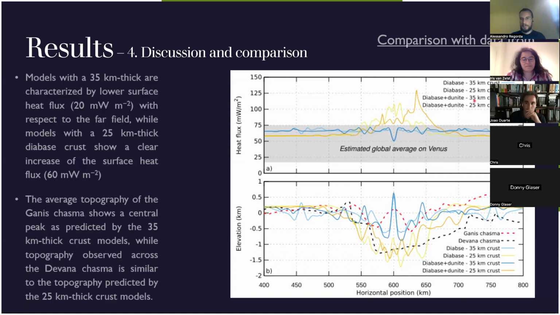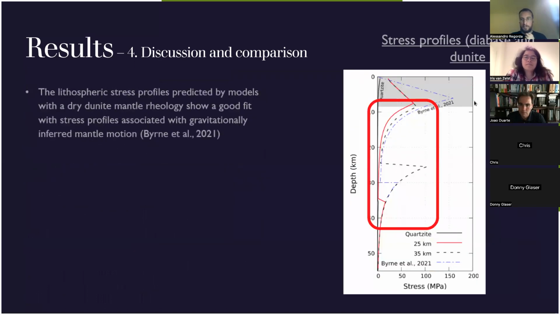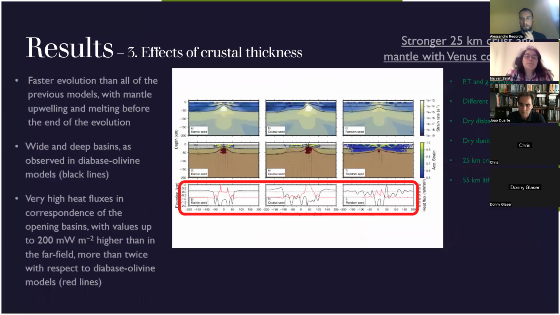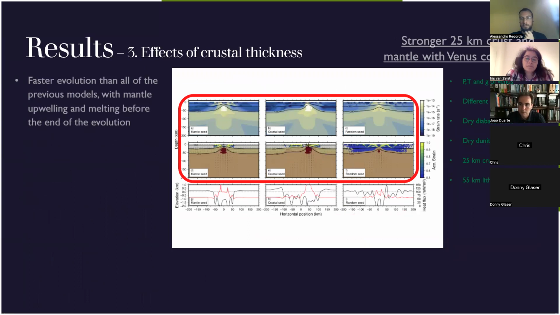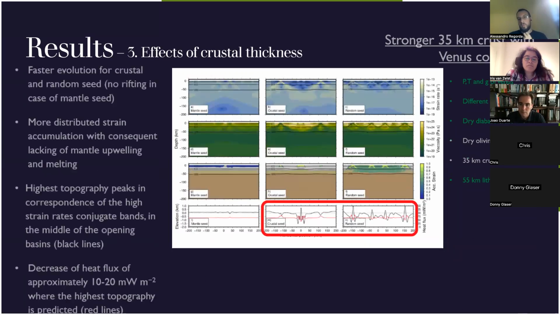Let me ask one other question. Early in the first half of your talk, you were talking about the lithospheric thickness, and you were saying that it looked like thin lithosphere was ruled out by your model generally. I didn't quite understand why.